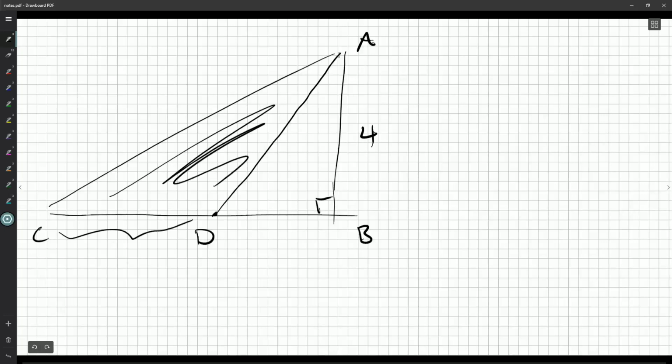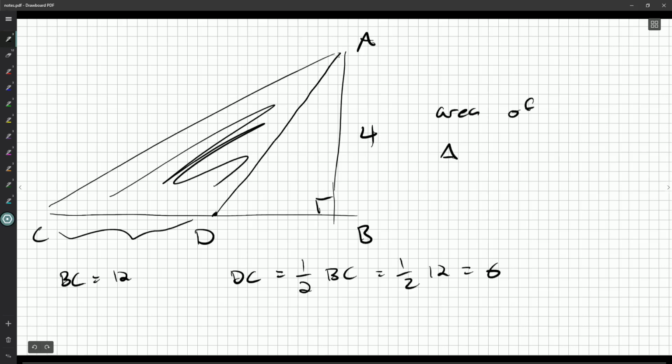But of course, D is the midpoint of BC, and we know BC is 12. So DC, well, that should be half of BC. So 1/2 of 12, and that's going to be 6. So the area of ACD is 1/2 base times height. So we'll get 1/2 of 24, or 12. So the area of this particular triangle is 12.